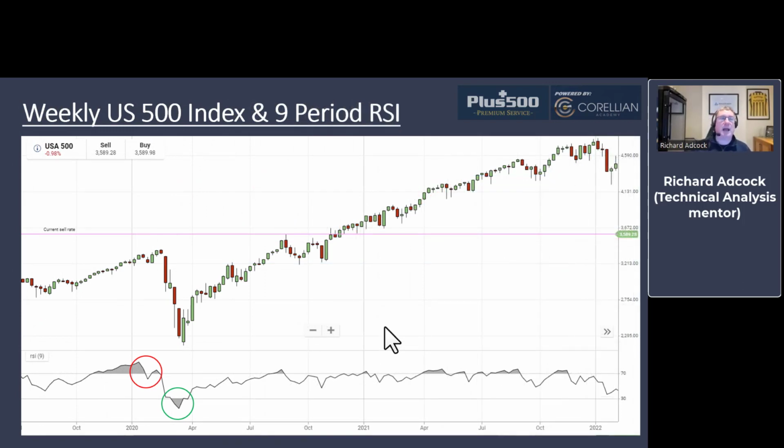Now, if we look at a weekly chart of the US 500 index, again with a 9-period RSI, so a 9-weekly RSI, we can see that in the sell-off from the February 2020 highs into the March 2020 lows, the overbought and oversold readings reacted reasonably well in highlighting those turning points.